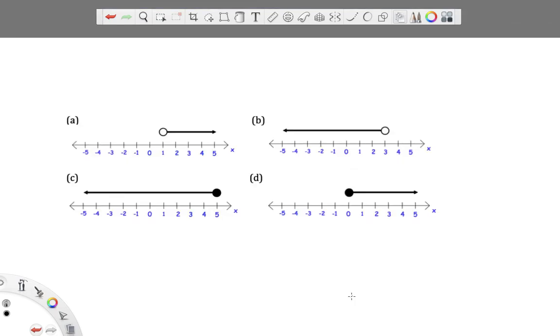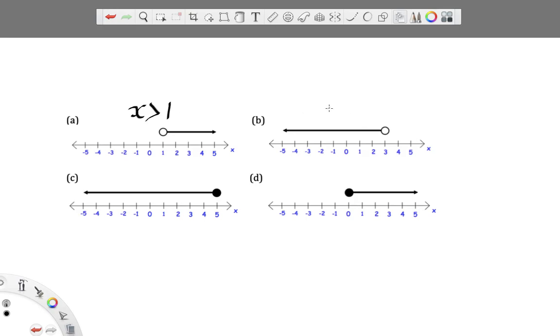So for the final part of the video, I just want to reverse the process. So we've got the number lines drawn, and now we have to write the inequality that satisfies it. Okay, so for A, of course, we've got x, and we've got 1, so we just need to find the inequality symbol. Well, what is this inequality? It's all the numbers that are bigger than 1, greater than 1, and not including 1. So it is that inequality.